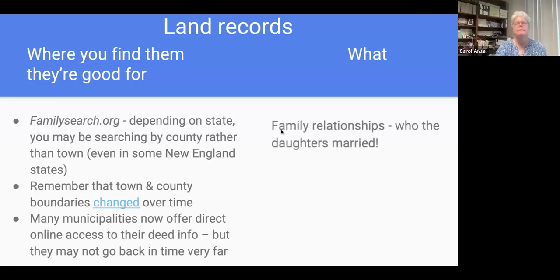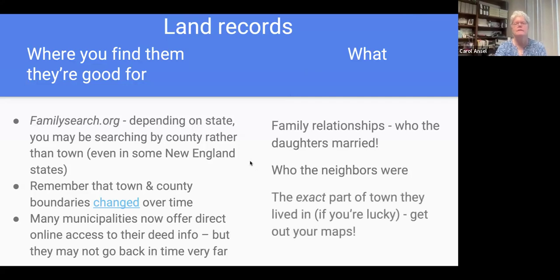Okay. So again, family relationships, who the daughters married, who were the neighbors, and the exact part of the town that your neighbors lived in. Your ancestors, sorry. I was fortunate, I had found an old map and it had the names of some geographic features like the name of a stream and a little mountain. And I was actually able to figure out where my great grandfather's blacksmith shop was.